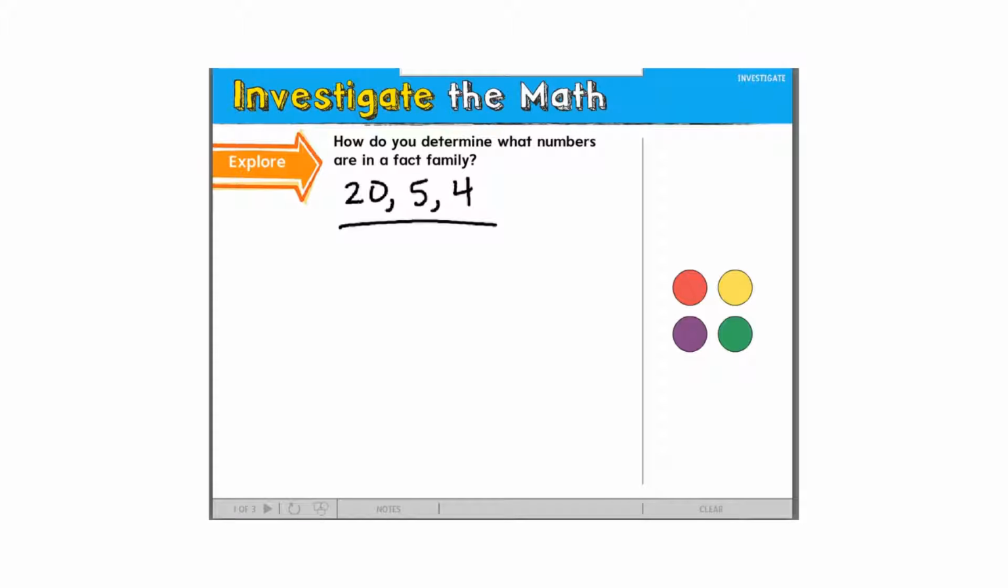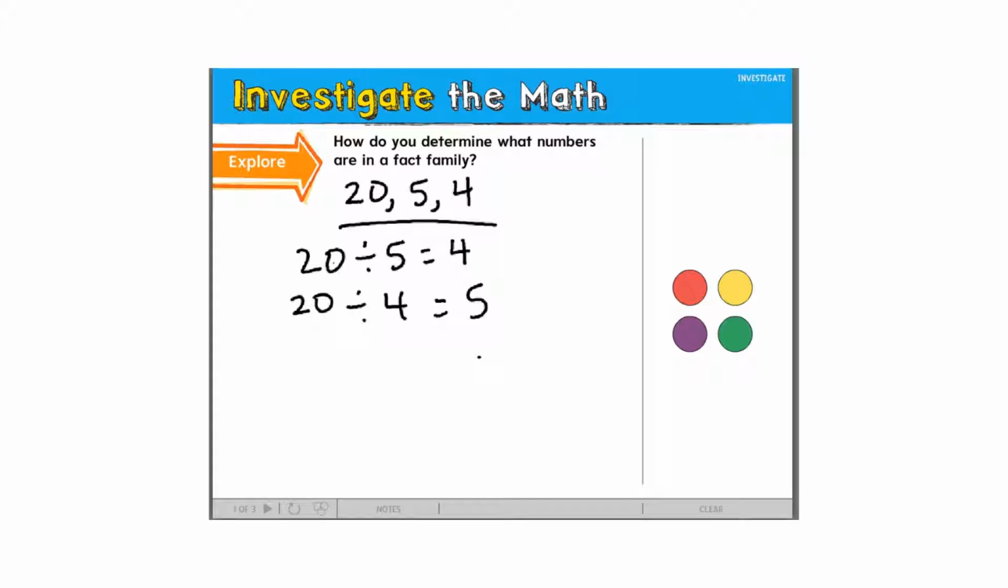So what's one problem I could make with 20 and 4? Karnpreet. Or 5 divided by 20. Oh, it would be 20 divided by 5 because your big number always has to come first. So 20 divided by 5 equals 4. Cameron, what else? 20 divided by 4 equals 5. That would work also.